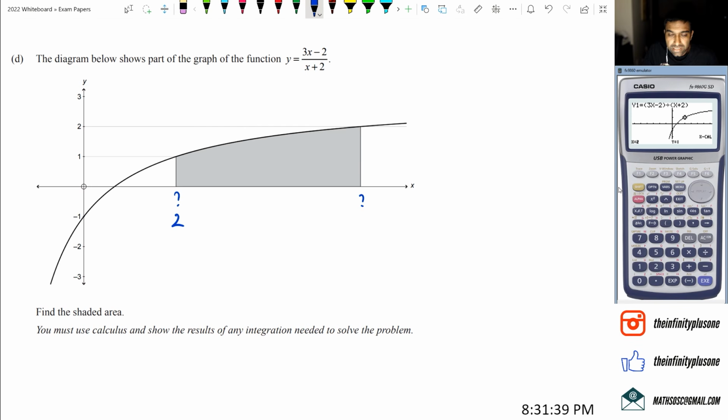Then I'm going to do an xcal again. So gsolve F6 xcal, and this time I'm going to put y is equal to 2. Press enter, and that's giving me x of 6.